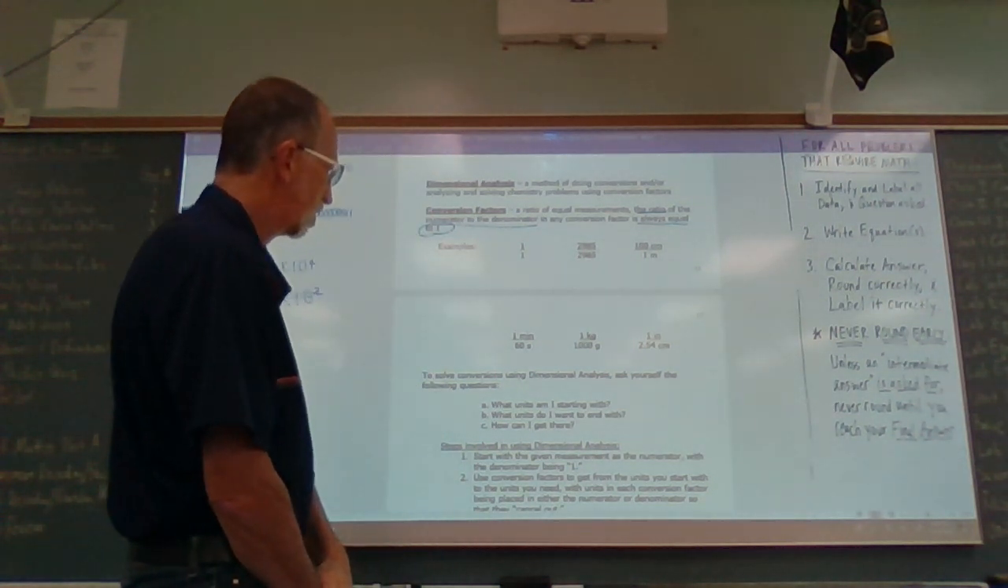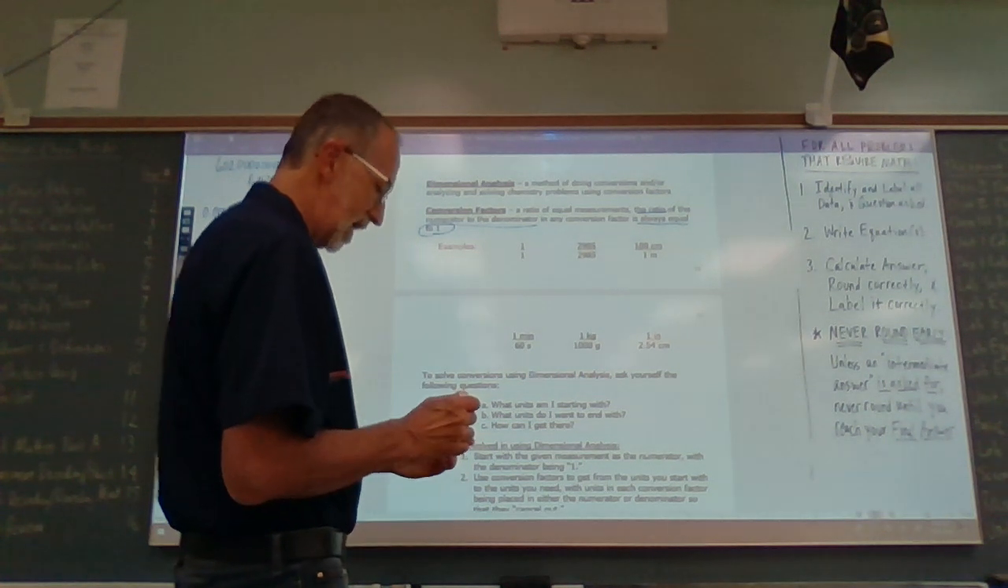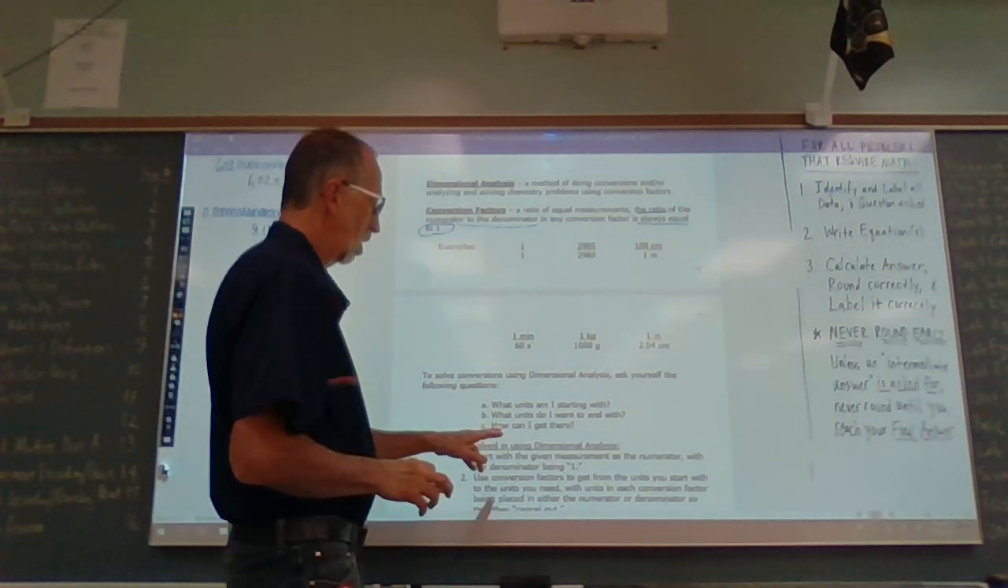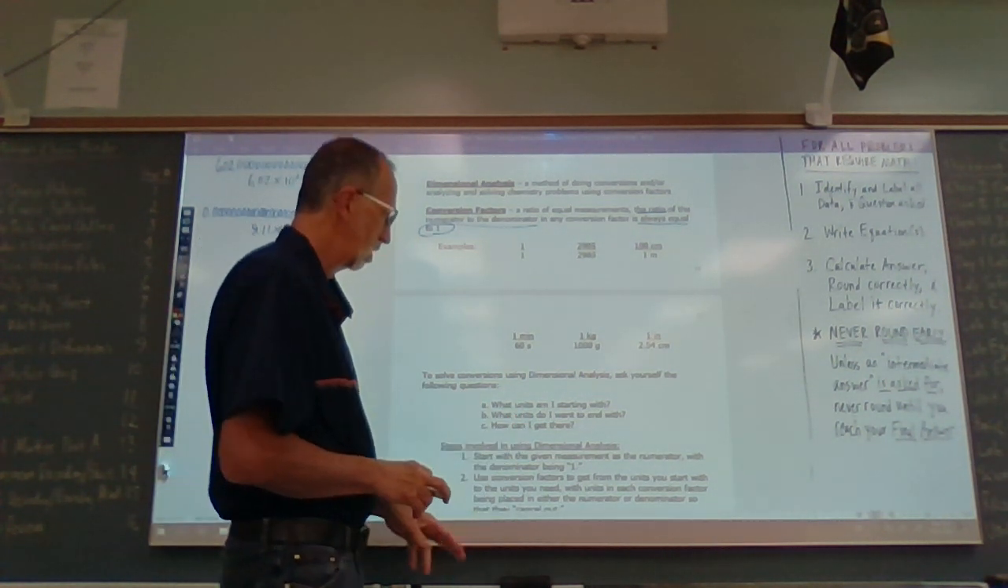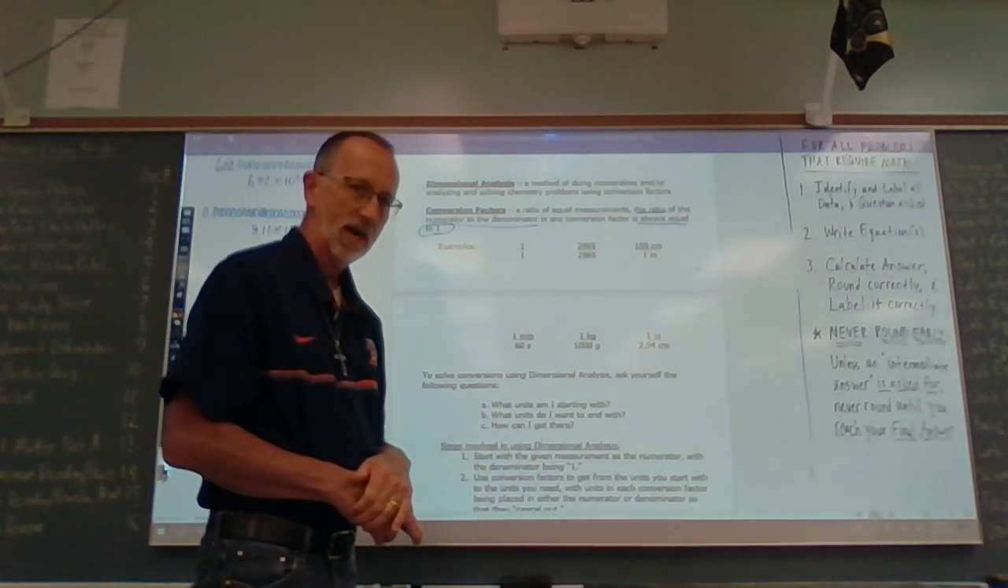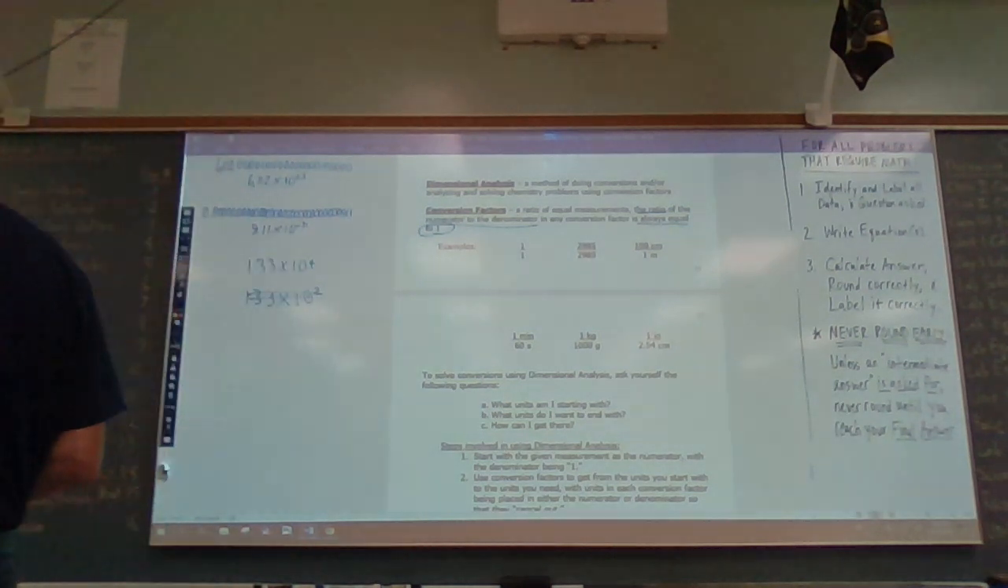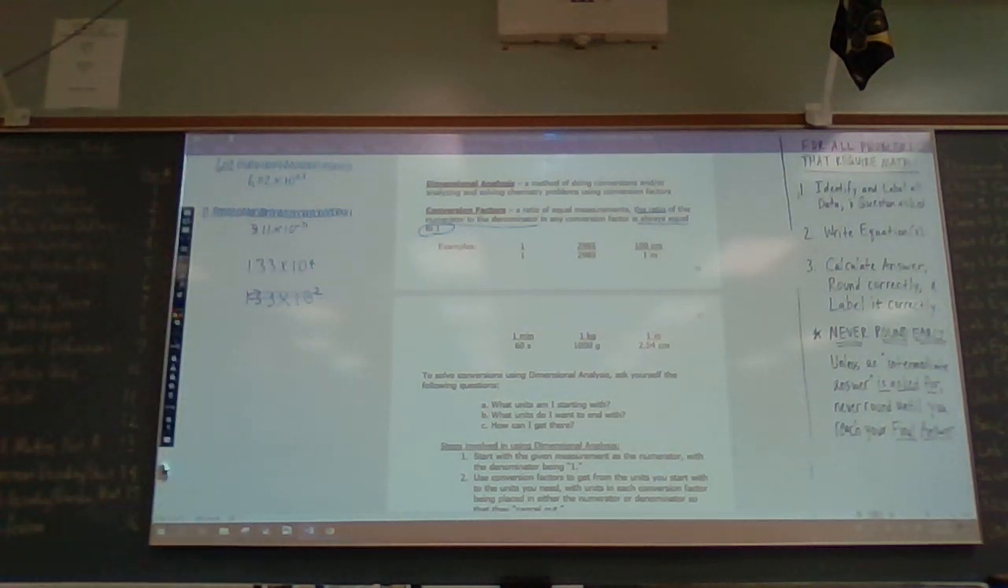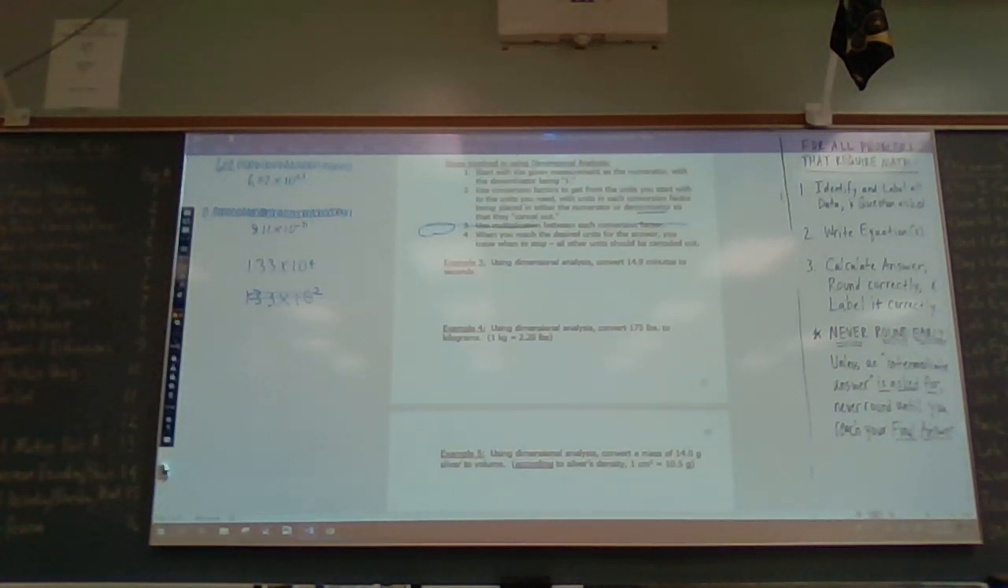So to solve conversions using dimensional analysis, what units am I starting with? What units do I want to end with? And then how do I get there? All right. So let me advance the page here. We will talk about that.